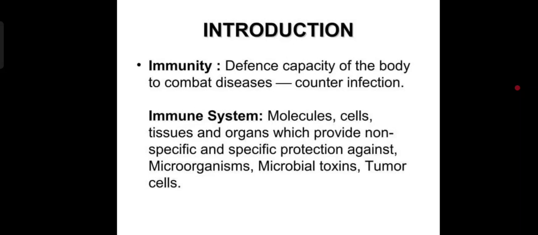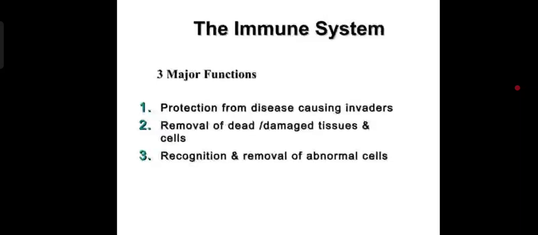Immune system: molecules, cells, tissues and organs which provide non-specific and specific protection against microorganisms, microbial toxins and tumor cells. The immune system has three major functions: protection from disease-causing invaders, removal of dead and damaged tissues and cells, and recognition and removal of abnormal cells. The immune cells are specific and non-specific.